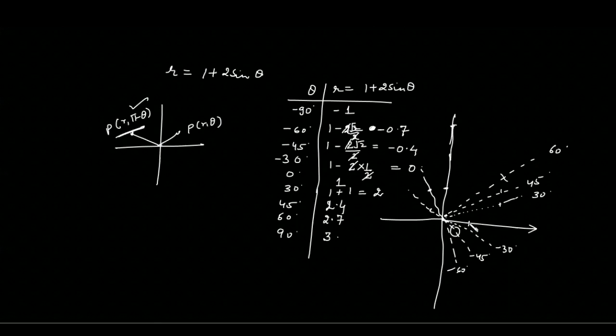So at 0 it is 1, right? And this side at 30 it will become 0, and then at 45 it's going back. So again you have some inner loop. Now since your graph is symmetrical about the y-axis, this inner loop, then this small one. So this is the graph of r is equal to 1 plus 2 sine theta.